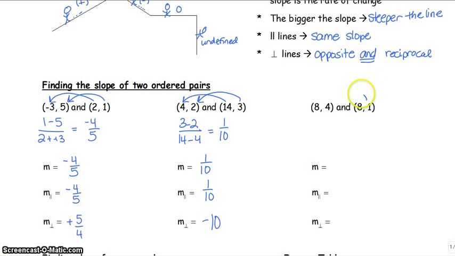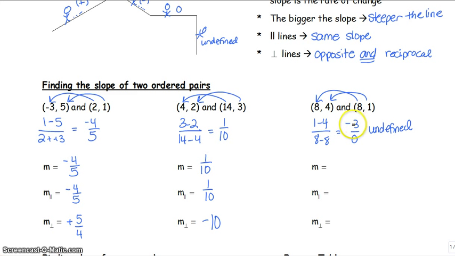Last ordered pair: 1 minus 4 on top, 8 minus 8 on the bottom. So we've got a negative 3 over 0. Hopefully you guys have little lights going off in your head. You can't have 0 on the bottom, so this is undefined. A good way to remember this: if 0 is under, it is undefined.